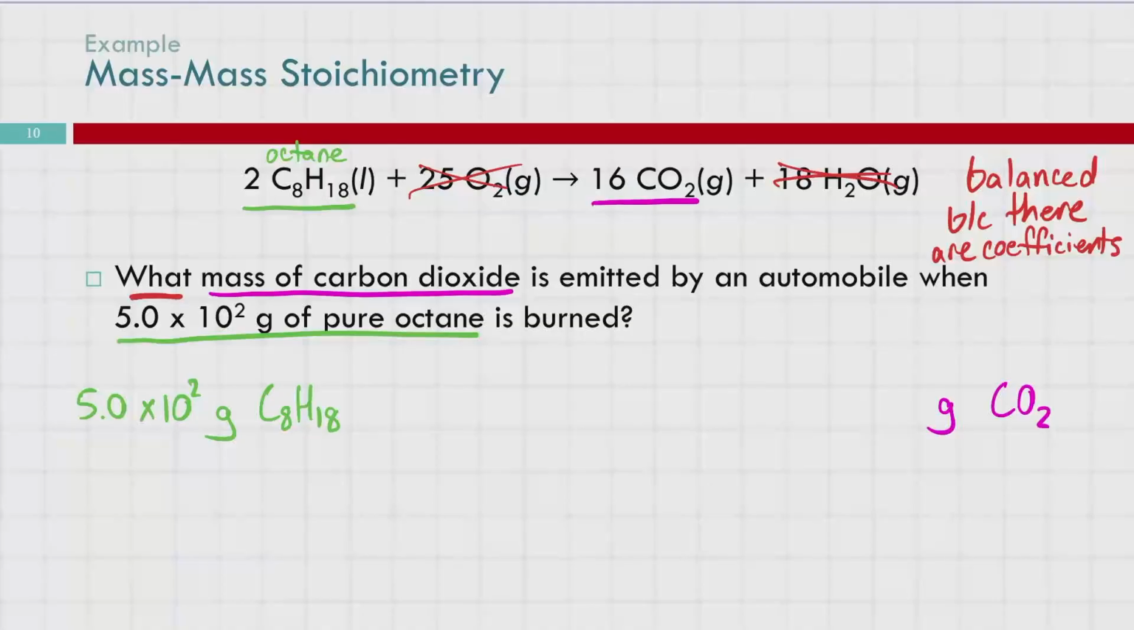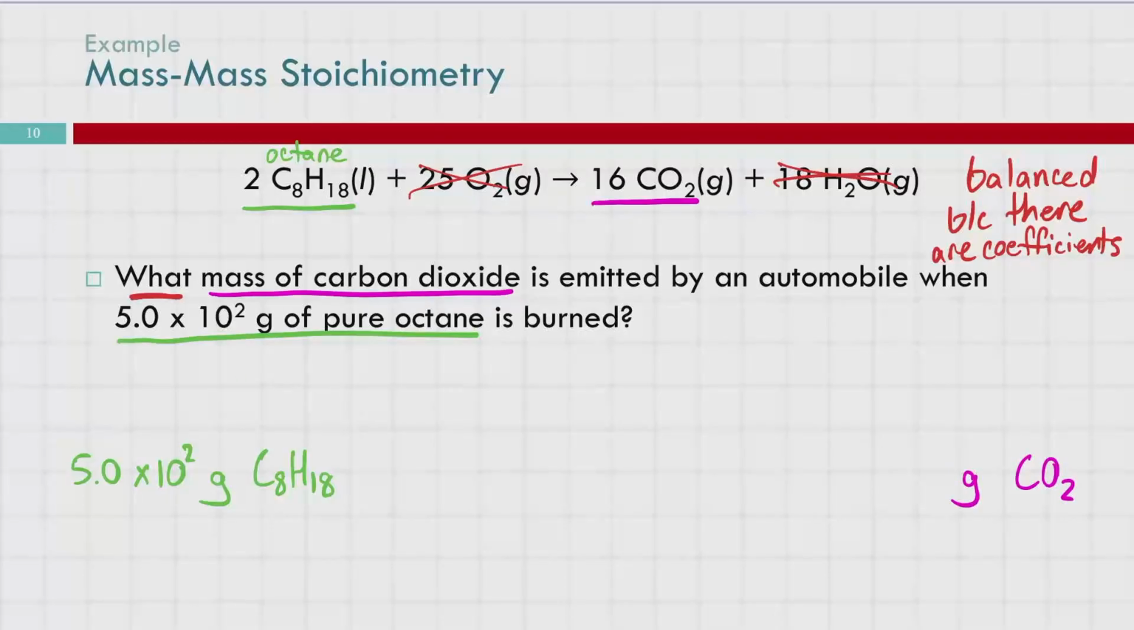We can't do it in one step because we're starting with grams, we're ending with grams, and to use our balanced chemical equation, we need what units? We need our little furry friends, moles. So we need moles if we're going to use our balanced chemical equation. We have grams, we're going to be ending in grams. We need to add on some steps. How can we get from grams to moles? Molar mass.